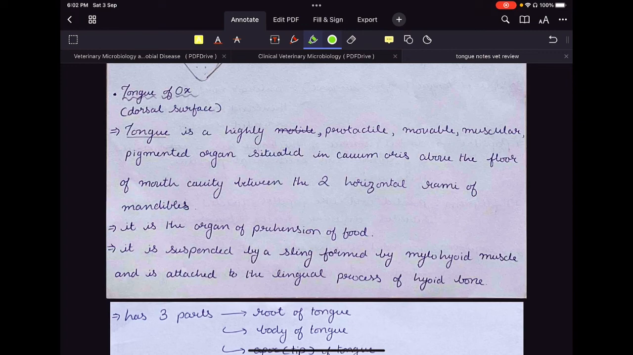So the important points here. It is situated in cavum oris above the floor of the mouth cavity between the two horizontal rami of the mandible. It is the organ of prehension and it is suspended by a sling formed by the mylohyoid muscle and attached to the lingual process of the hyoid bone.